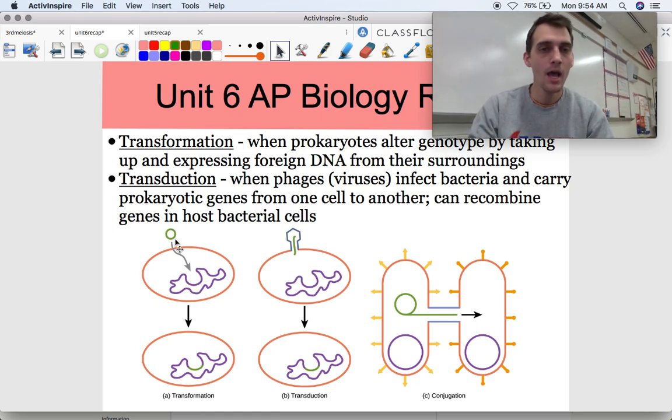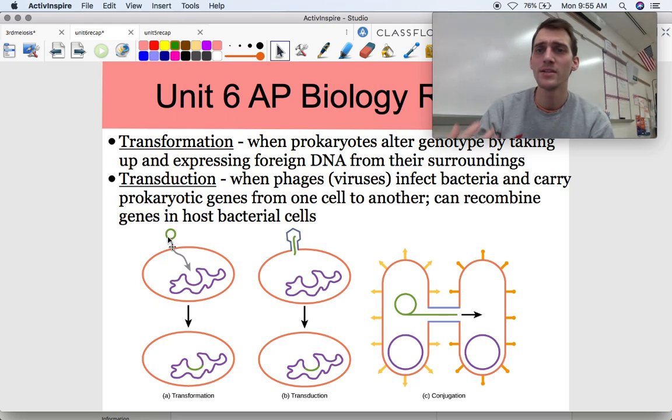I said remember that. Plasmids are circular pieces of DNA. It can just kind of absorb that from its environment. All right, and there's a very special lab that we can do in AP Bio, I hope you do with your class, where you make bacteria absorb a plasmid and alter its genotype and phenotype. It's really cool. So transformation is one.